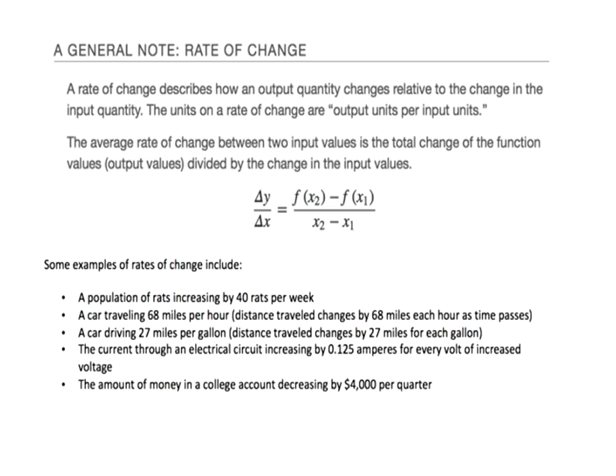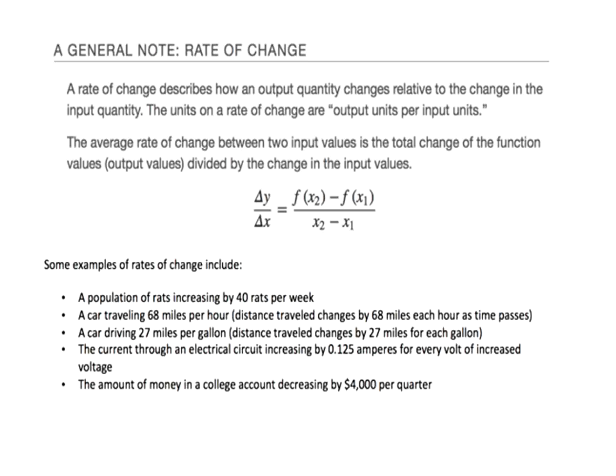The current through an electrical circuit increased by 0.125 amperes for every volt of increased voltage. So you can see that whenever we're talking about a rate of change, it's some quantity that changes per every other quantity. So you're talking about two variables working in conjunction with each other. This is why it translates directly to our graph.